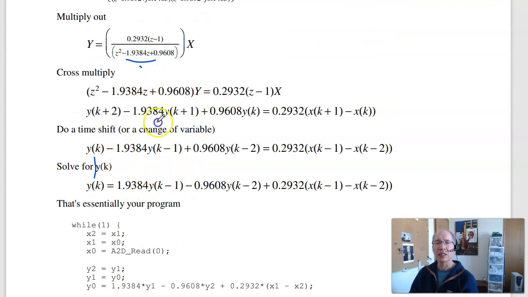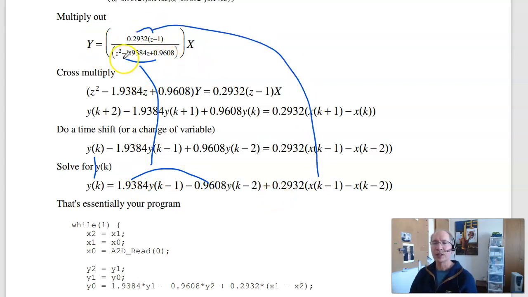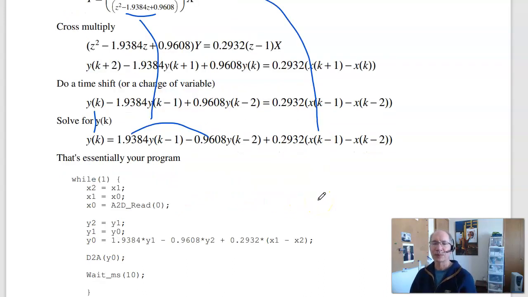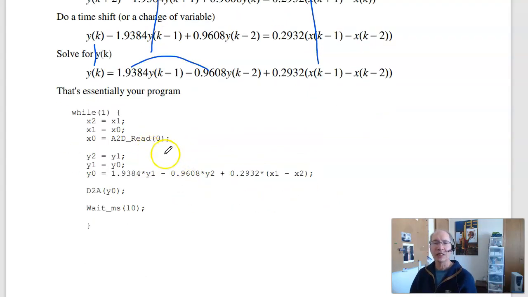The denominator polynomial shows up right here with a minus sign because I cross multiply and bring it left. The numerator polynomial shows up here. Decreasing powers of z are past values of y and past values of x. The code then is pretty much the same always. I remember the old inputs, remember the current input, or measure the current input, remember the old outputs, and here's your difference equation. Change that one line of code, I change the filter.